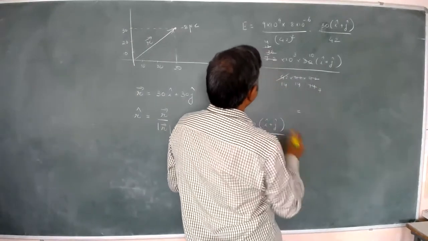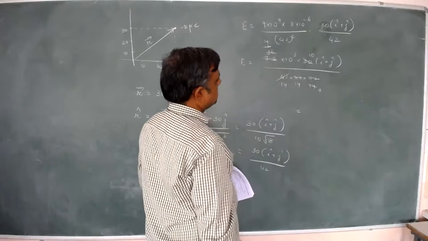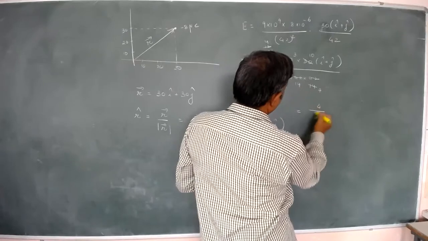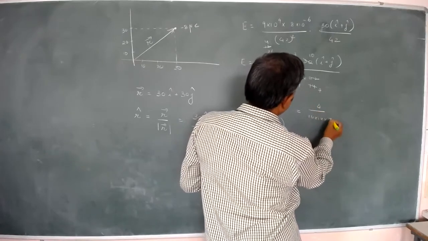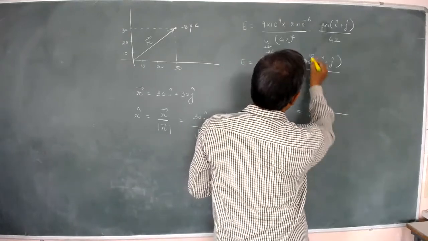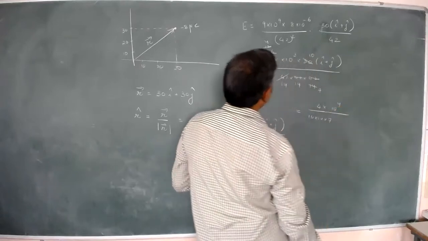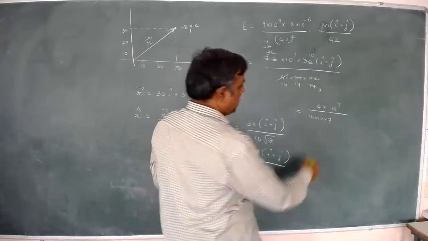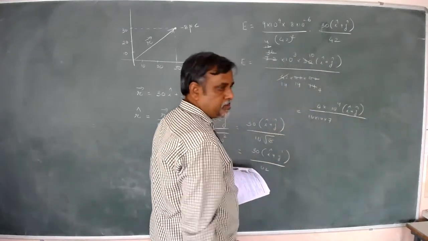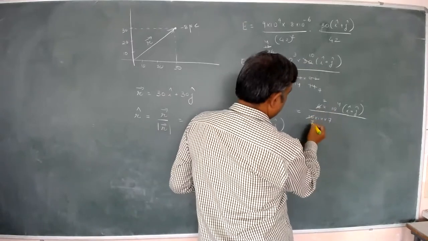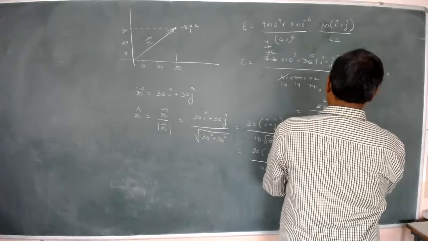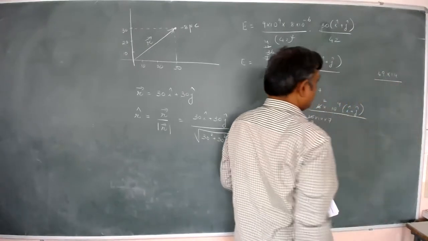Now, 7, where will you cancel? See, 14 into 14 into 7, into 10 power 4, into i cap plus j cap. i cap plus j cap, even the same. 49 into 14. Right? Okay.